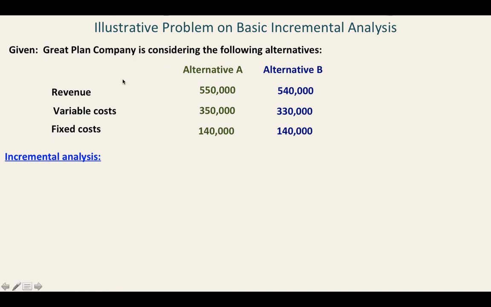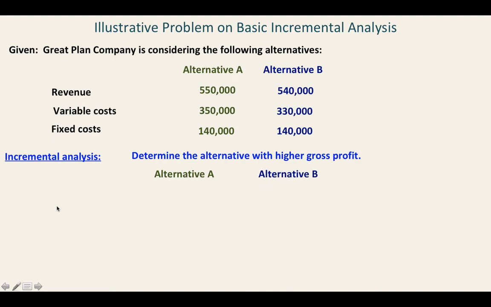Okay, based on what we're given, wherein we have revenue and variable cost, our incremental analysis is we can determine the alternative with higher gross profit. So based on what we're given, you can determine what particular incremental analysis you need to perform. So in this case, let us have an analysis of the gross profit of each alternative.